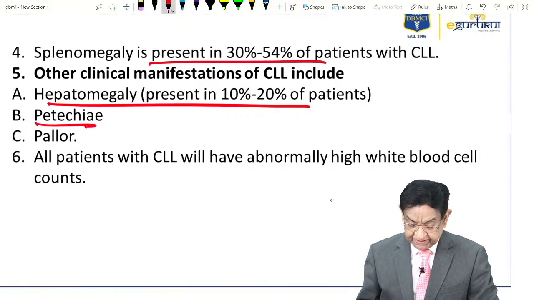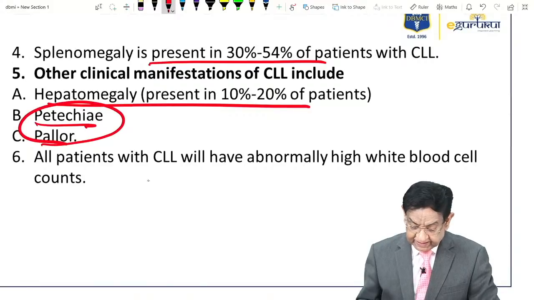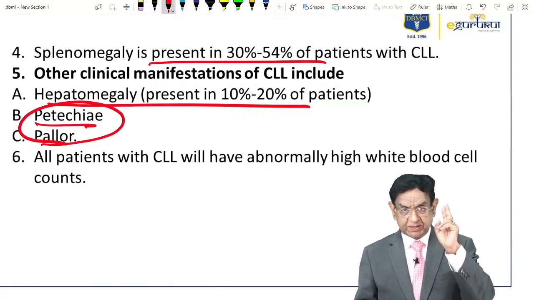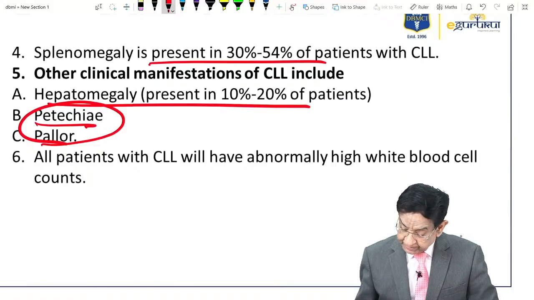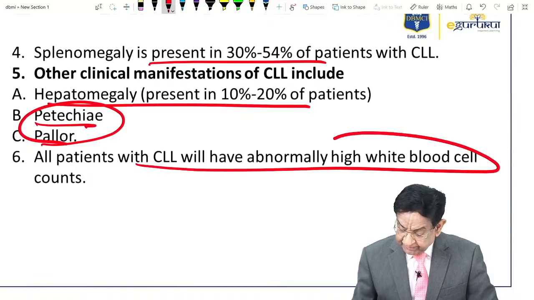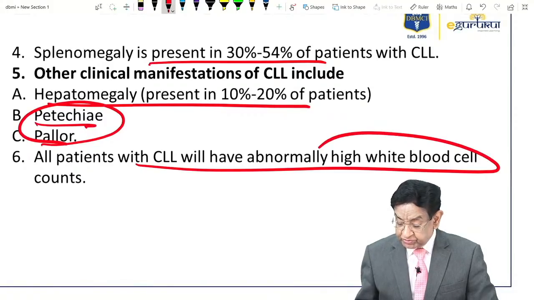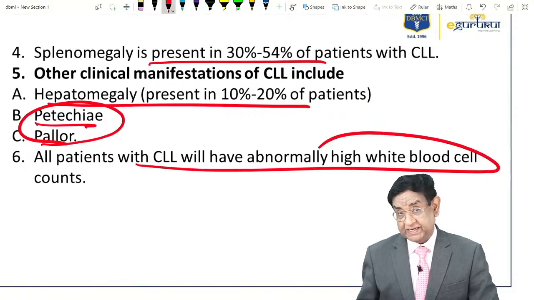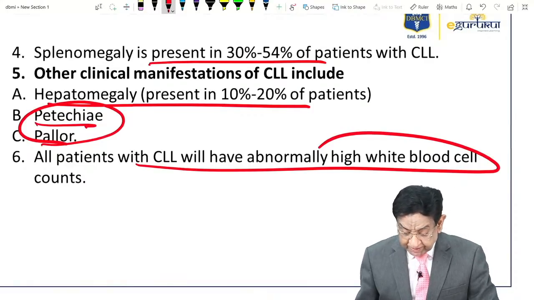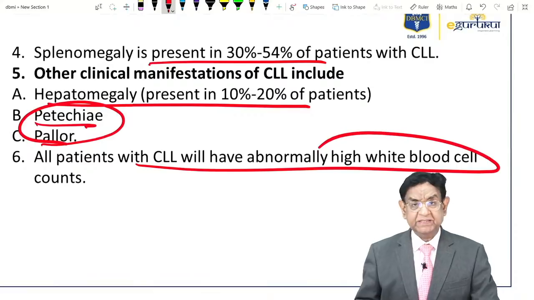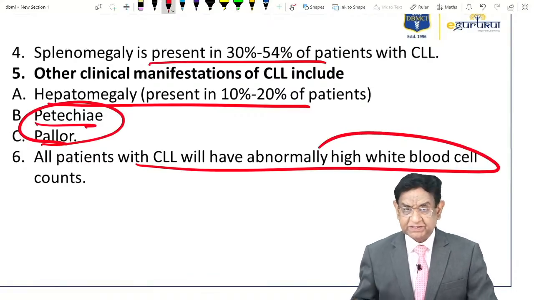Petechiae can be there. Pallor can be there. Why do they occur? This is a beautiful question. There are two words which I am going to discuss in a future question. So in CLL, they have a very large quantity of small white blood cells. In the pathology, we get small white blood cells, but there are many things which have not yet been answered. But don't worry, I'll be answering in the coming questions.